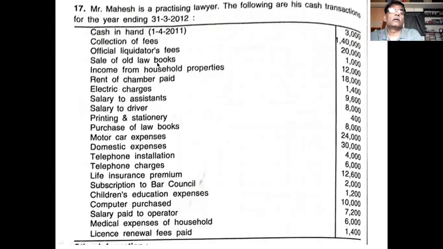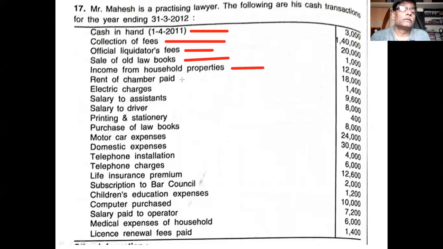This is the problem. I already explained. Cash in hand goes to balance sheet. Am I right? Fee collected, P&L account. Office liquidated fee, P&L account. Sale of old law books, P&L account. Income from household property, income and expenditure account. Rent of chamber, P&L account. Electricity, P&L account. Salary, P&L account.